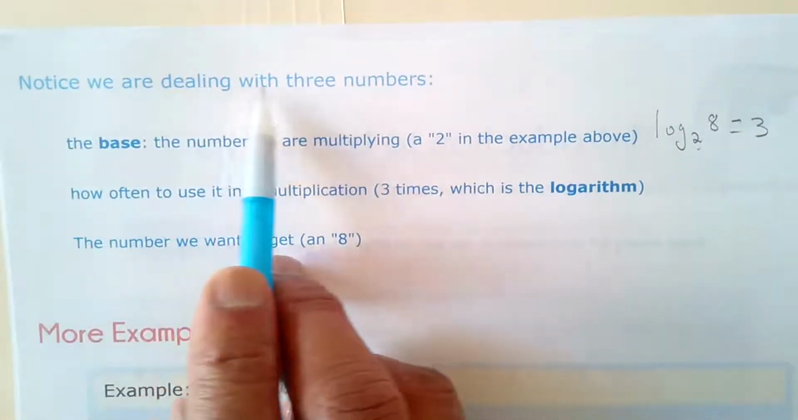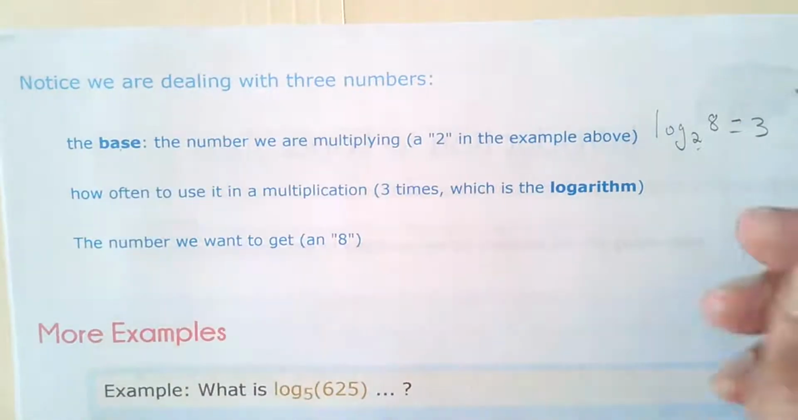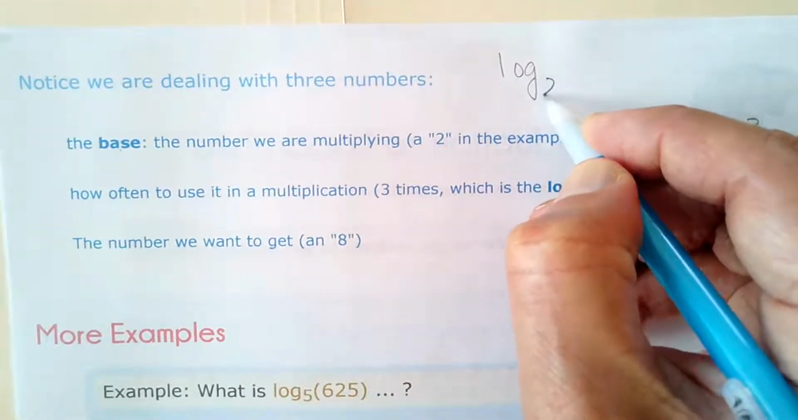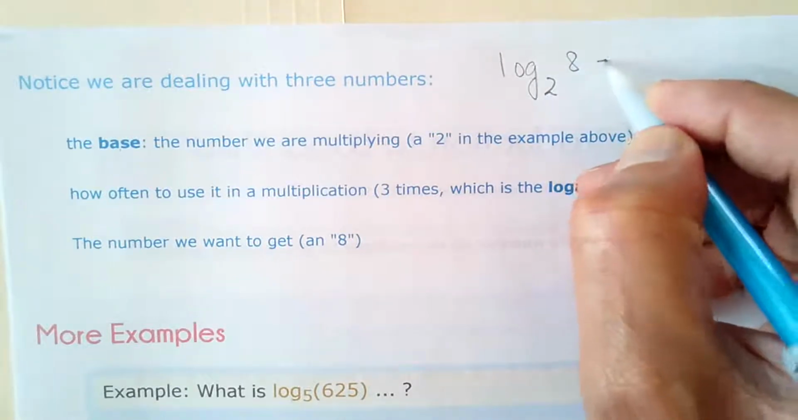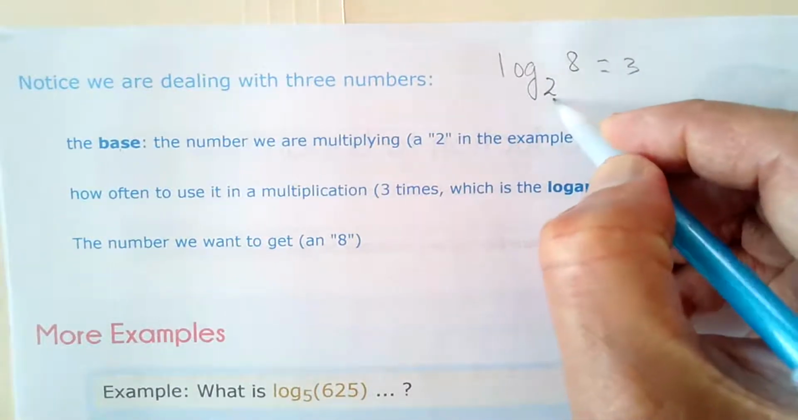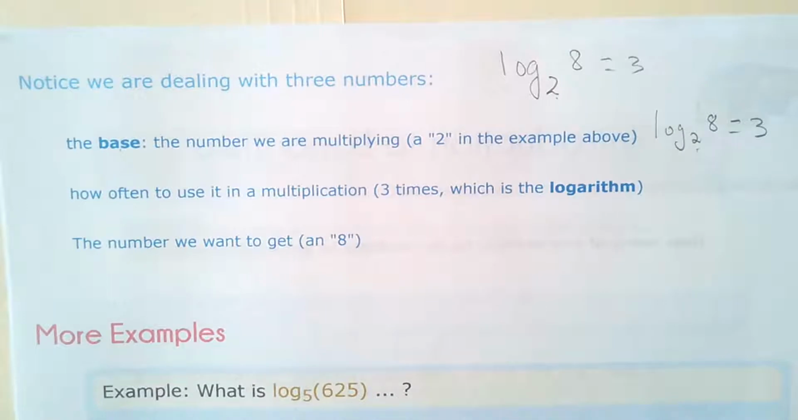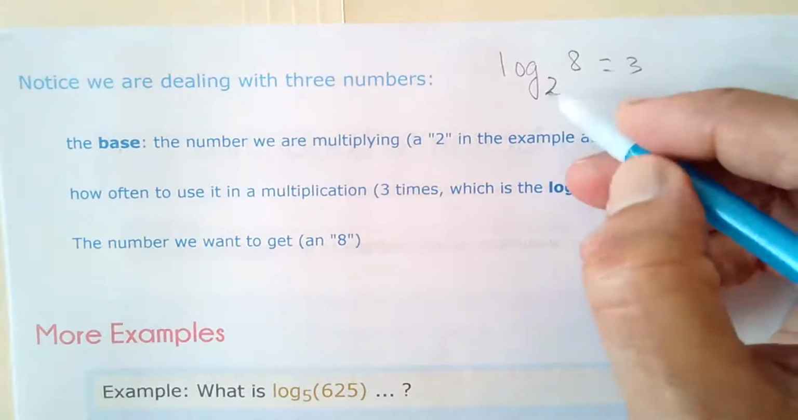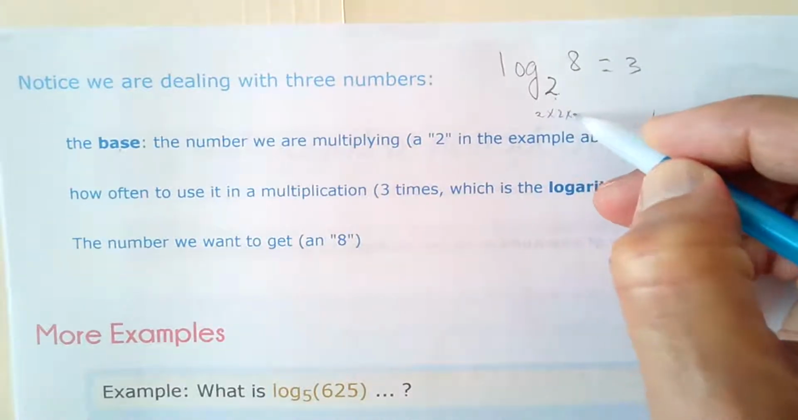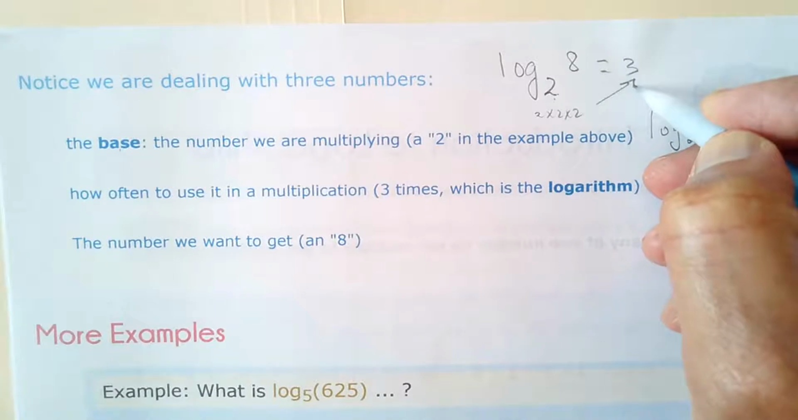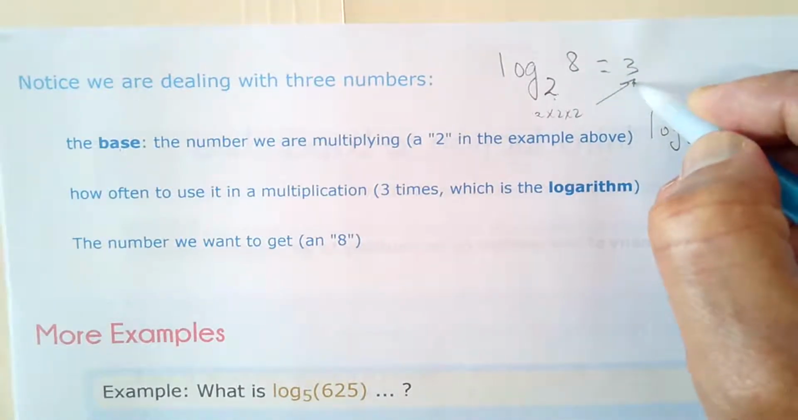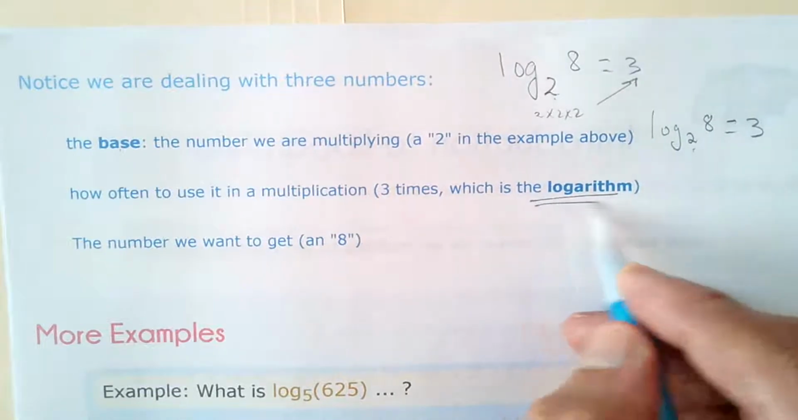Repeat. Notice we are dealing with 3 numbers. This would be our base, log base 2. This refers to the base. This is the number we are multiplying, 2 times 2 times 2. This is how many times you're multiplying, 3 times. How often we multiply it is called the logarithm.